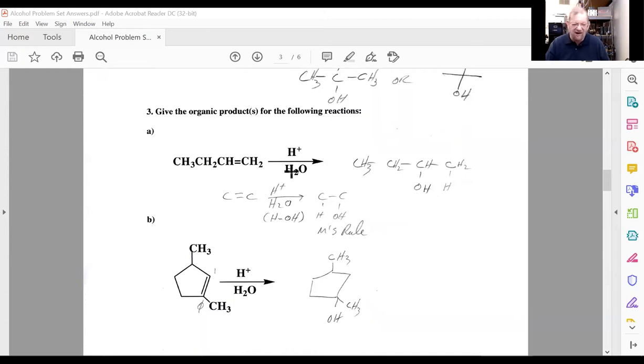Ooh, double bond, acid and water. Remember, water is HOH. You break the pi bond, one carbon gets H, the other gets OH, and it follows Markovnikov's rule. The carbon of the double bond with the most hydrogens gets the hydrogen, the other carbon gets the hydroxyl. Or as I learned, the rich get richer and the poor get poorer. Talking about hydrogens now. If you look at a double bond, this has two hydrogens, this has one. This is a large number. Hydrogen will go there. Hydroxyl will go there.